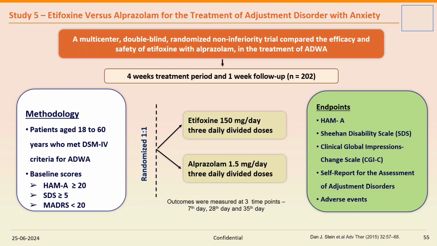The fifth study is etifoxine versus alprazolam for the treatment of adjustment disorder with anxiety. Again, etifoxine 150 mg was given in 3 divided doses and alprazolam 1.5 mg in 3 divided doses.